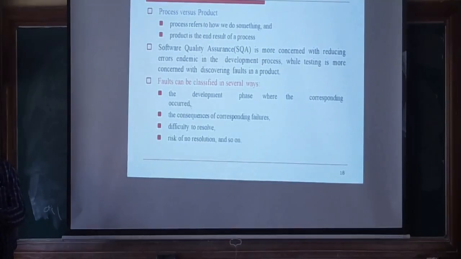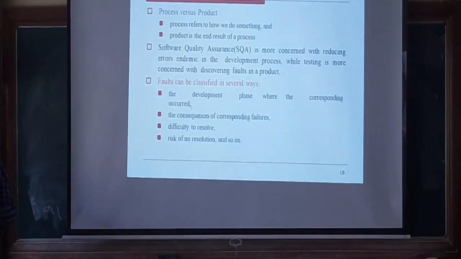Now, process versus product, the fault taxonomies. Process refers to how we do something, that is, how we develop something. Product refers to the end result of that particular process. So when we get something as a result of doing something, that is the product.